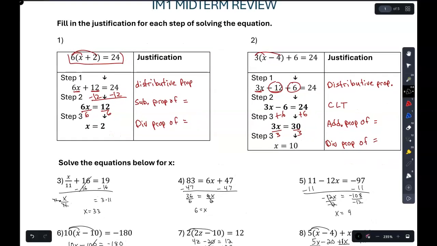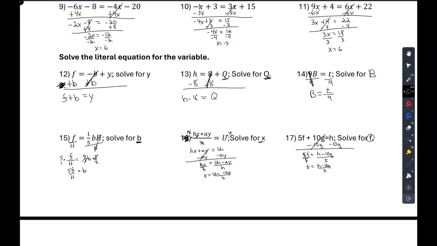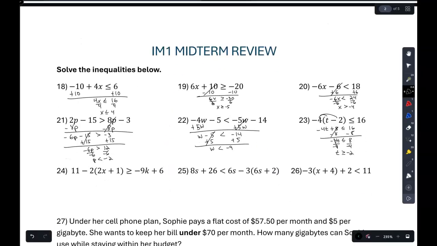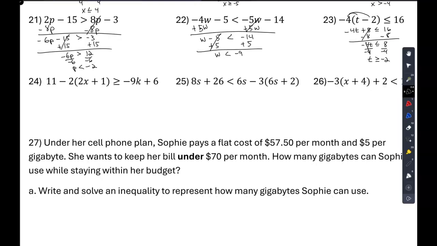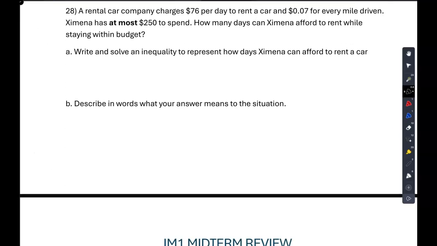So basically we started with some equations, then we did literal equations and some inequalities, and last we're going to finish up on some bigger inequality problems and some word problems.